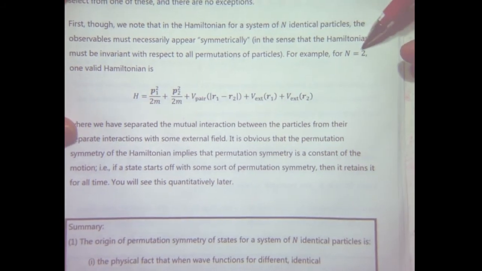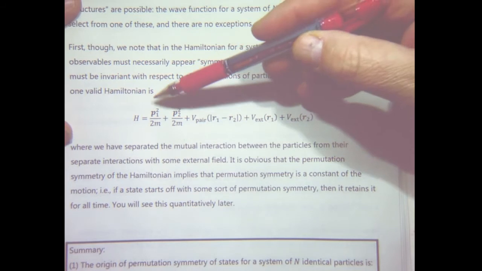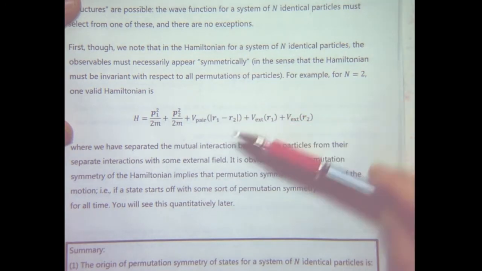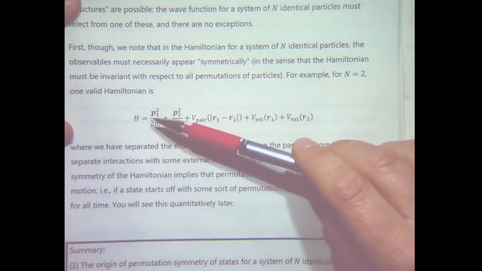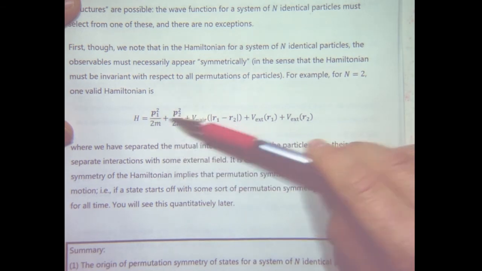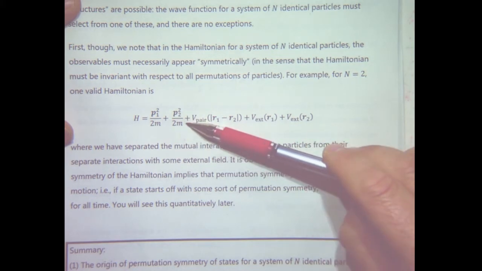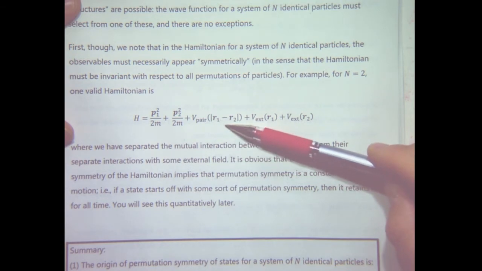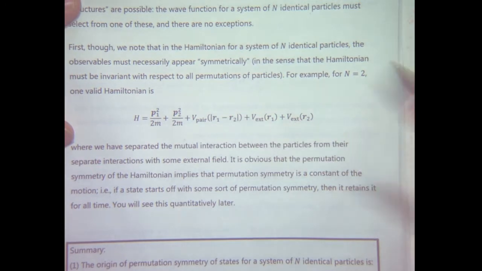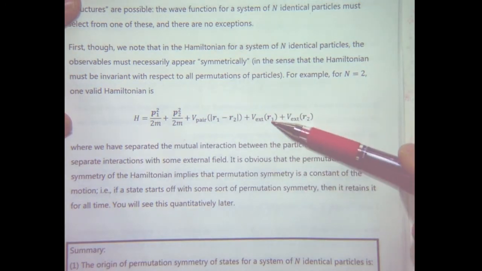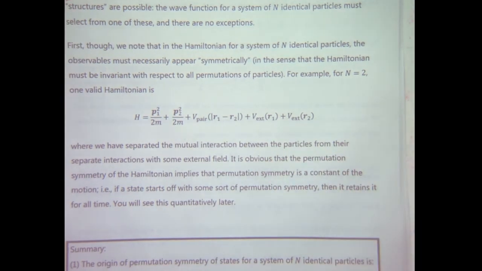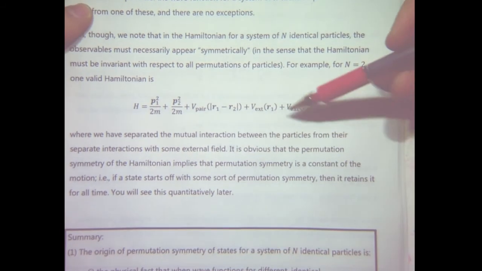So for example, if you have two identical particles, one possible valid Hamiltonian is P1 squared over 2m plus P2 squared over 2m. There's a kinetic energy. If you swap the particles, then the momentum of particle 2 will go there, momentum of particle 1 will go there. These obviously would have the same form. The pairwise interaction depends on just the distance between them in this valid Hamiltonian, plus the interaction with the external field. Each particle interacts with some kind of external field independently of the other. So this is just one particular Hamiltonian which has permutation symmetry and is suitable to describe two identical particles.